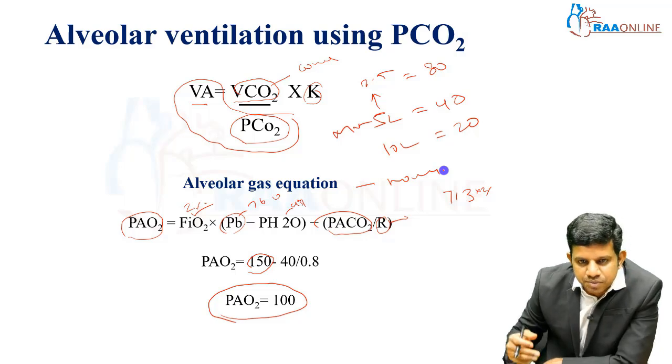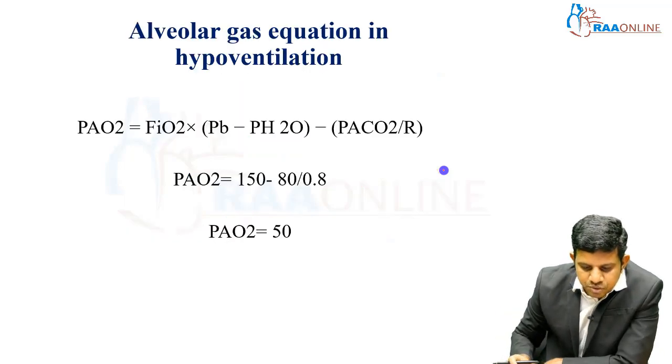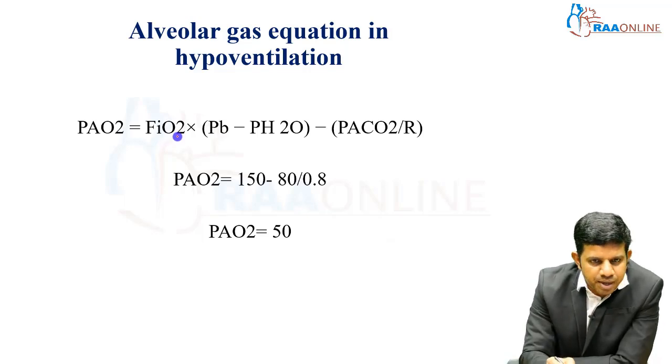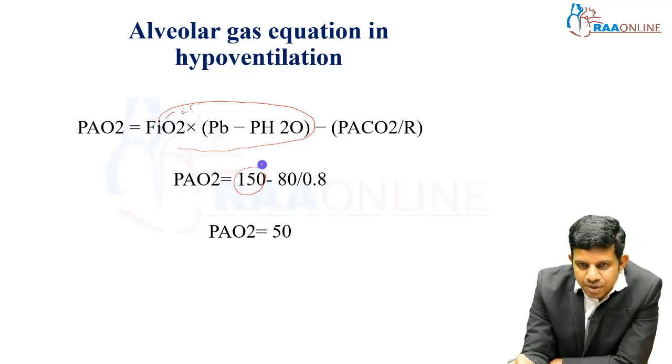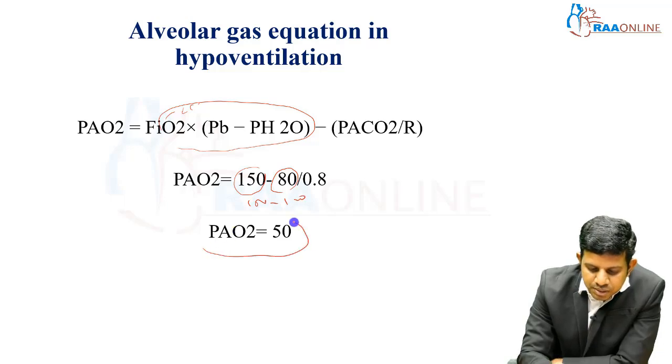What will happen if the patient goes into hypoventilation? The fraction of inspired oxygen is going to be the same 21%, unless we are supplementing oxygen. The atmospheric pressure is also 760, and the humidity is unchanged. So the inspired partial pressure of oxygen in the air is 150. But because my ventilation is 50% decreased, the alveolar PCO2 will be double. Previously it was 40, now 80. So 80 divided by 0.8 is 100. So 150 minus 100, my alveolar oxygen is now 50.